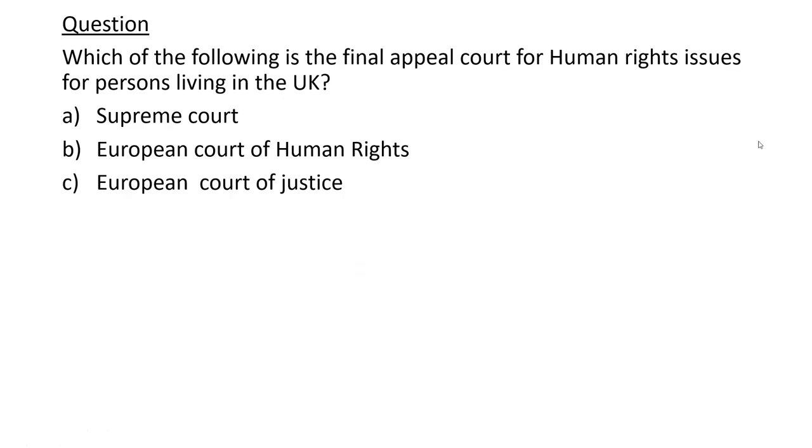So coming to the question, which of the following is the final appeal court for human rights issues for a living person in the UK? Every person living in the UK, what is the final court for human rights issues? That is the European Court of Human Rights, as we studied in the last topic, ECtHR. The European Court of Human Rights deals with all the matters relating to the Human Rights Act 1998.